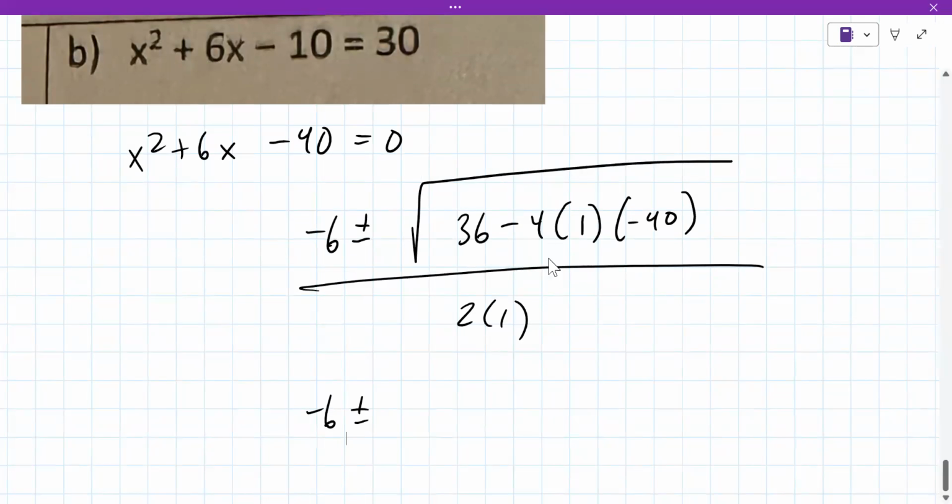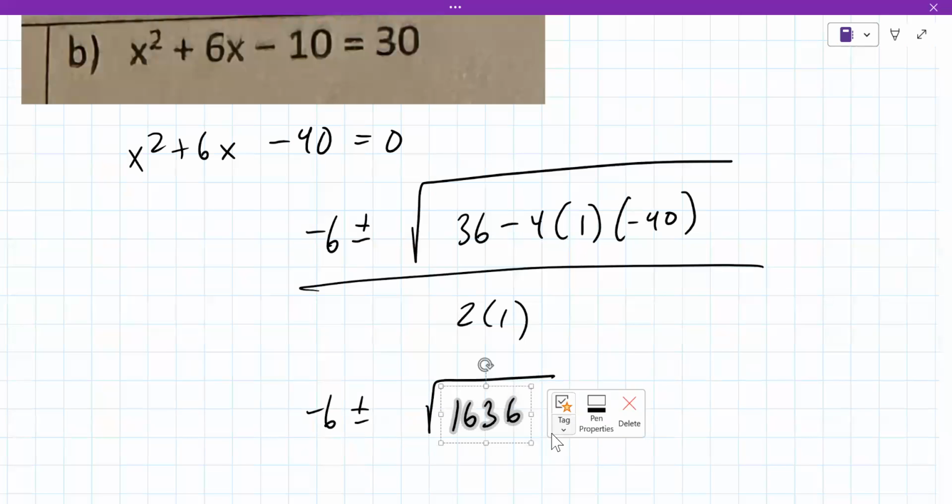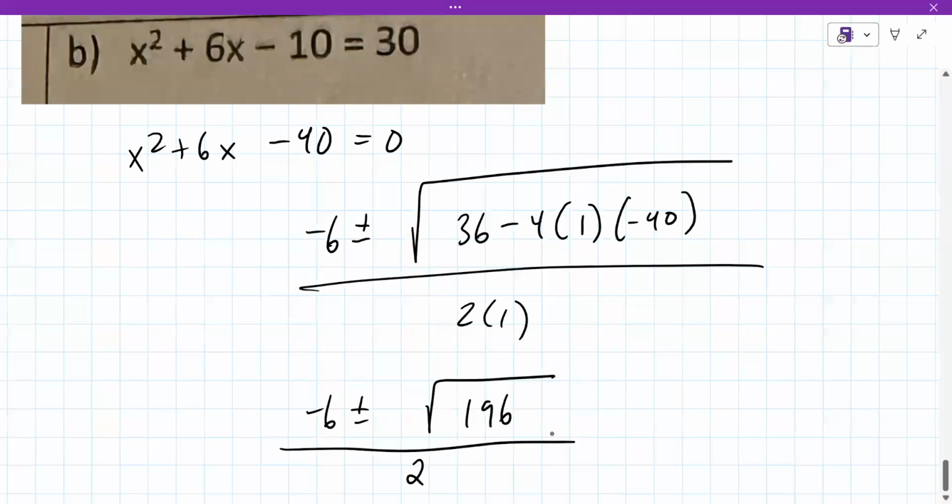There'd be no real solution for this one. What I recommend you do... oh wait, no, there is. Look at the signs first. It's plus, and then just multiply the numbers. 4 times negative 40 is negative 160, so it's the square root of 36 plus 160. I'm sorry, this is the square root of 196. I had the wrong one there. Yep, so keep going here.